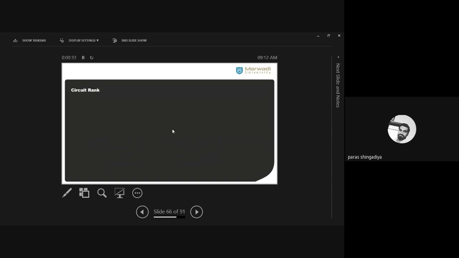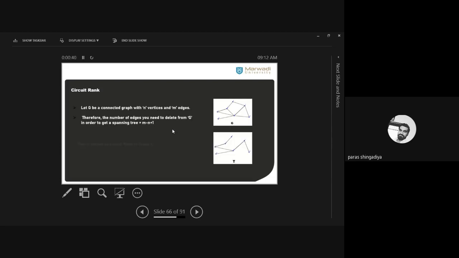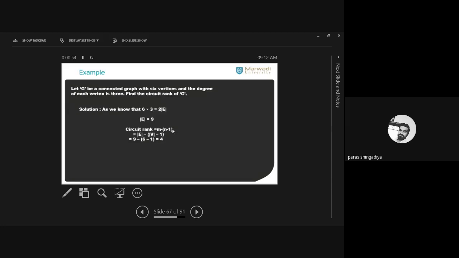So we can decide by circuit rank how many edges you have to remove to make any graph a tree. The formula of circuit rank is m minus n plus 1. Based on that, we'll check how many edges we have to delete to make any graph a tree. And I think this example was remaining in the last lecture.